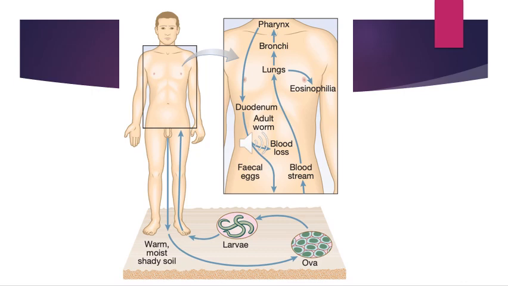From the skin, larvae migrate into the blood vessels and are carried to the lungs, where they penetrate into the pulmonary alveoli, ascend the bronchial tree to the pharynx, and are swallowed.